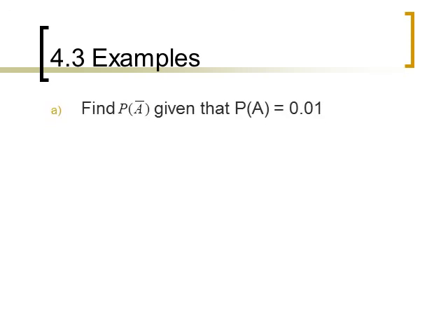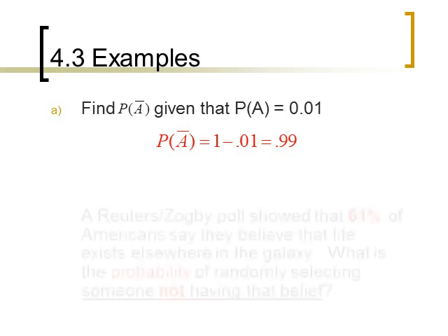Then we also need to understand how to find the complement of an event if we're told what the probability of that event occurring is. So what we do is we just subtract the given probability from 1. So if we're told that the probability that A occurs is 0.01, then to find the opposite of that event, or the complement, we just subtract the number from 1 to get 0.99.